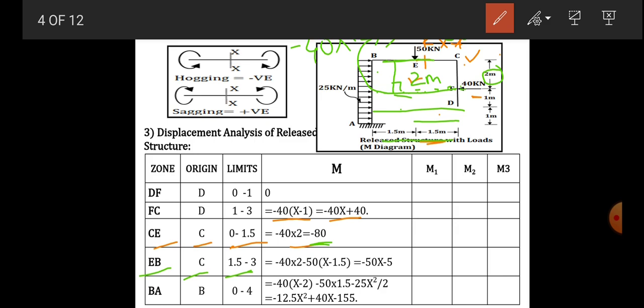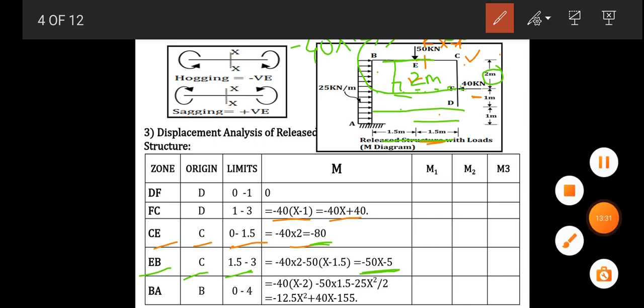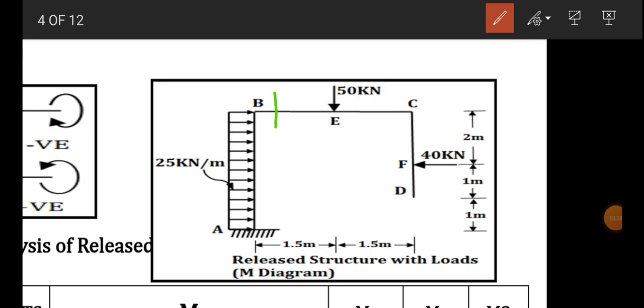Now let's calculate this cell. Let's draw the imaginary axes in the EB zone, horizontal and vertical. In the case of a frame, we consider both horizontal and vertical axes because horizontal and vertical forces are always there in a frame. So to tackle that, we always take two imaginary axes. Now look toward the origin side. C is the origin. Look toward the right side. How many forces are there on the whole structure?